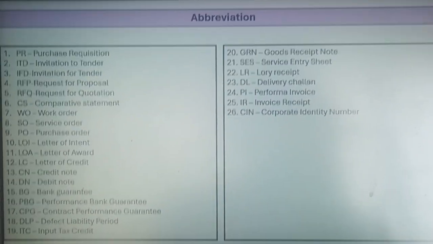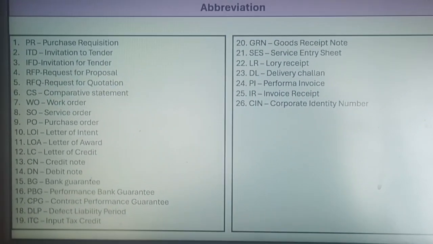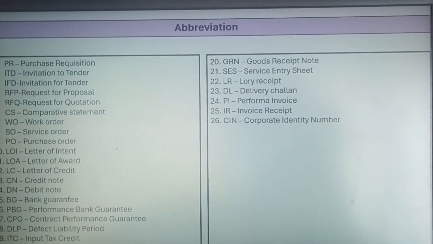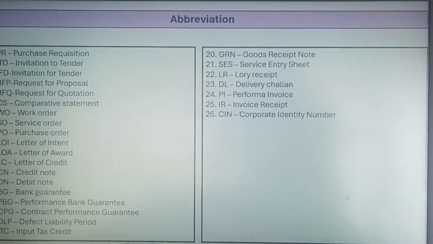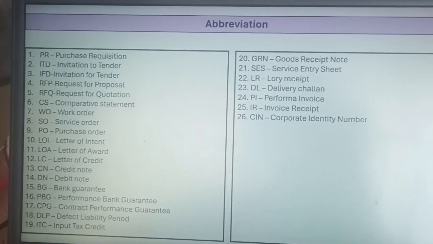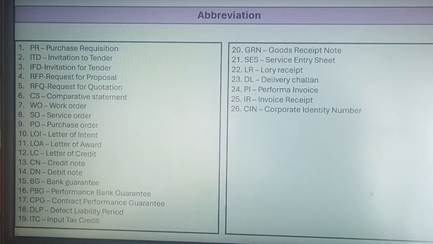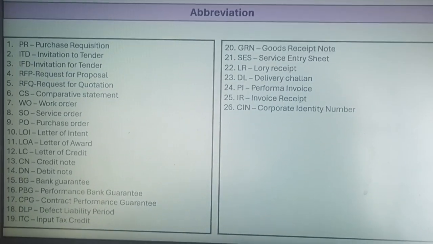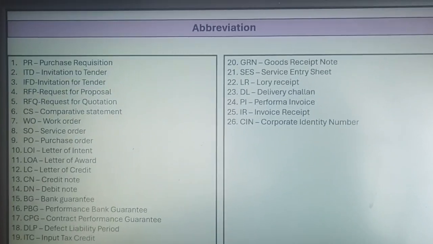Now CIN means Corporate Identity Number. Any company, either new or existing, has a CIN number. It is a unique number given by the MCA, the Ministry of Corporate Affairs, under the Government of India.